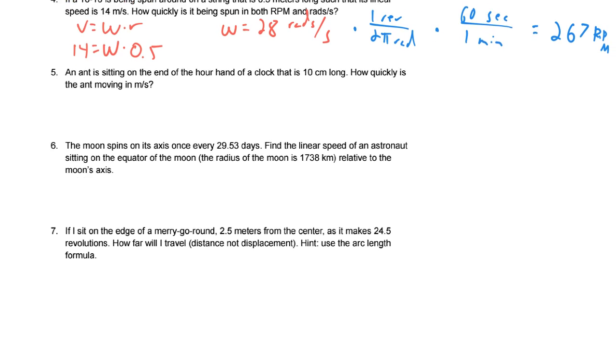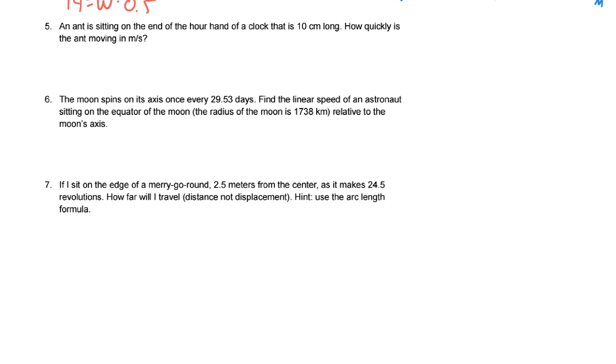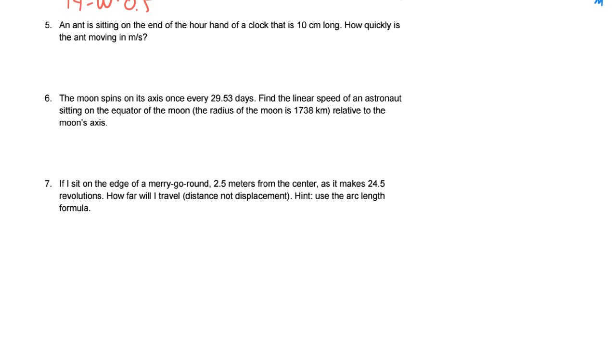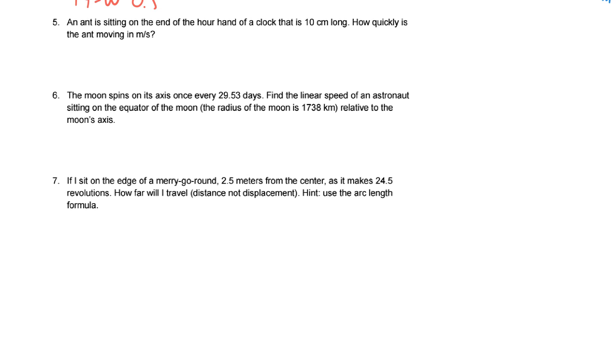All right, and moving on. An ant is sitting on the end of an hour hand of a clock that is 10 centimeters long. How quickly is the ant moving in meters per second? So again, we're going to do velocity equals W times R. We've got to figure out the angular velocity. So we know that the hour hand revolves every 12 hours. So it's 1 rev per 12 hours.